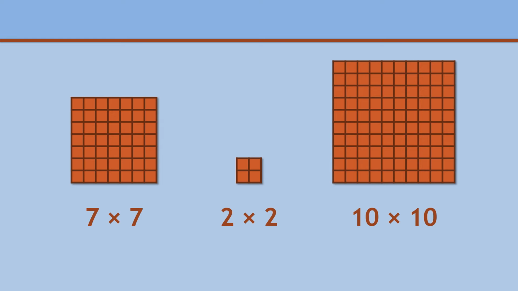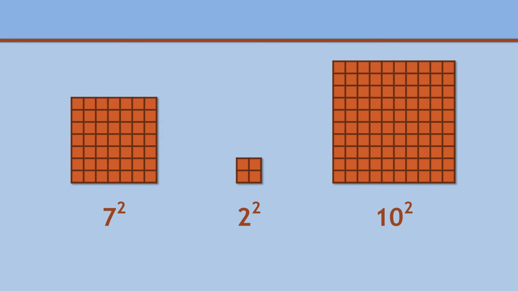So there's another way that we can write all of these, and it's what we've been practicing. We can write every single one of these equations as an exponent. So 7 times 7 becomes 7 to the 2nd power, or 7 squared. 2 times 2 becomes 2 to the 2nd power, or 2 squared. And 10 times 10 becomes 10 to the 2nd power, or 10 squared. And that is why we will sometimes, instead of 10 to the 2nd power, say 10 squared, because any number multiplied by itself is going to create a square.